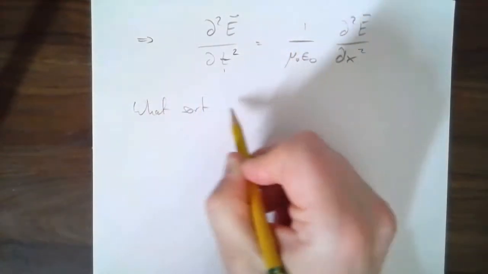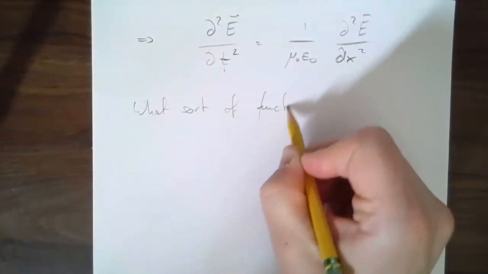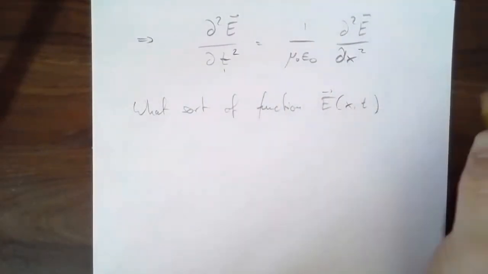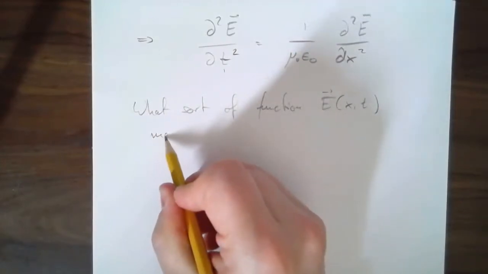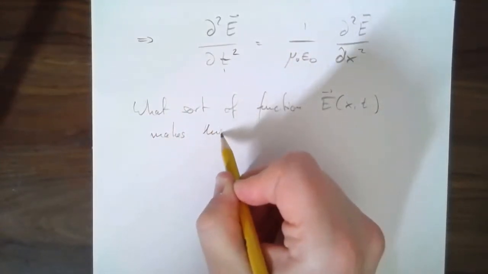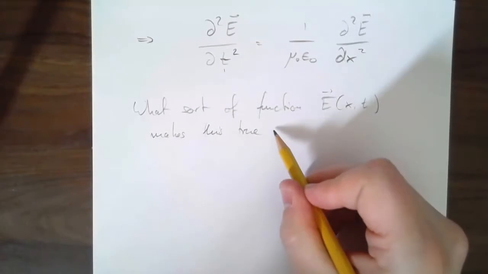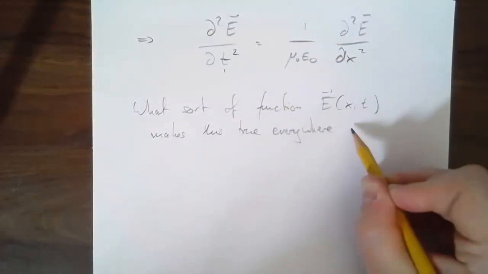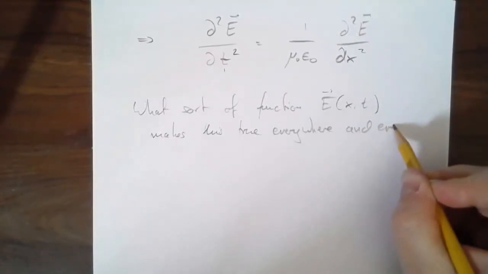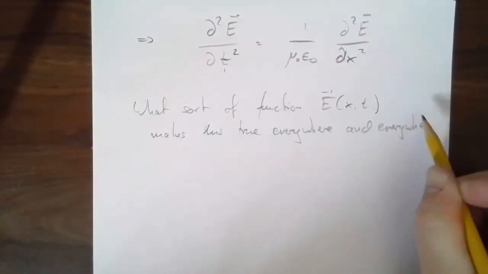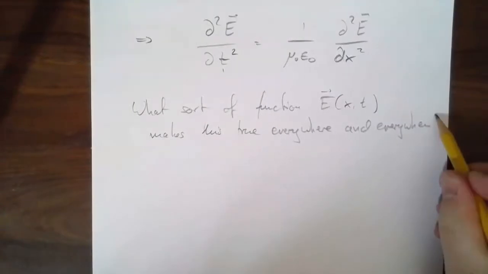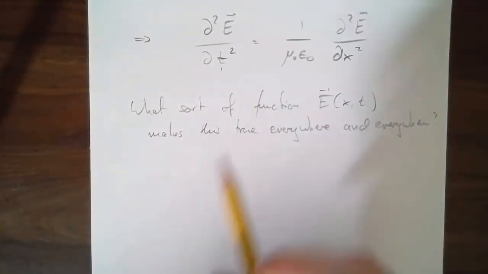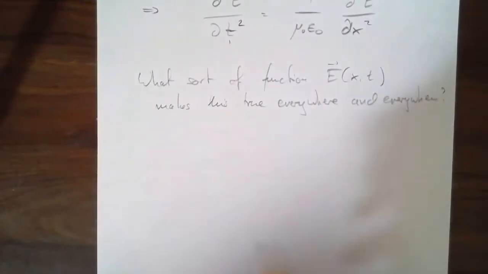What sort of function E of space and time makes this true everywhere, so at all x, and every when, for all t? Because the laws of physics apply everywhere and every when. So the electric field better make it true. Now here's the answer. I'm just going to give you the answer. Again, you can check that it is true.